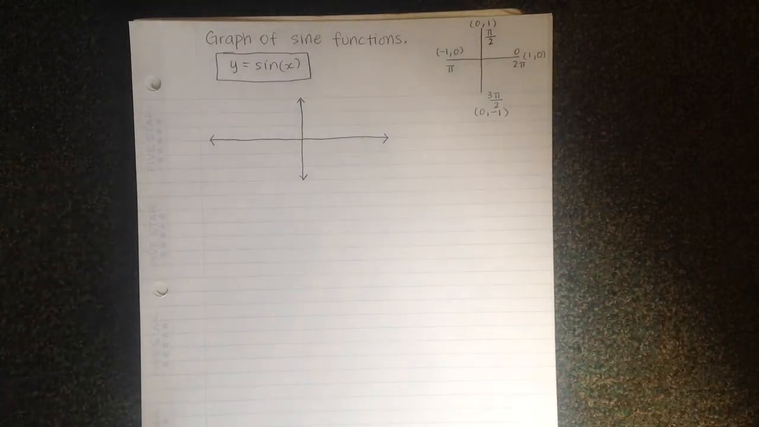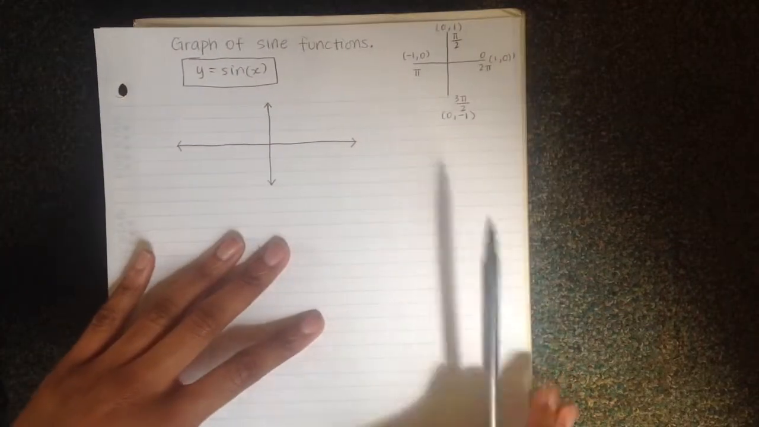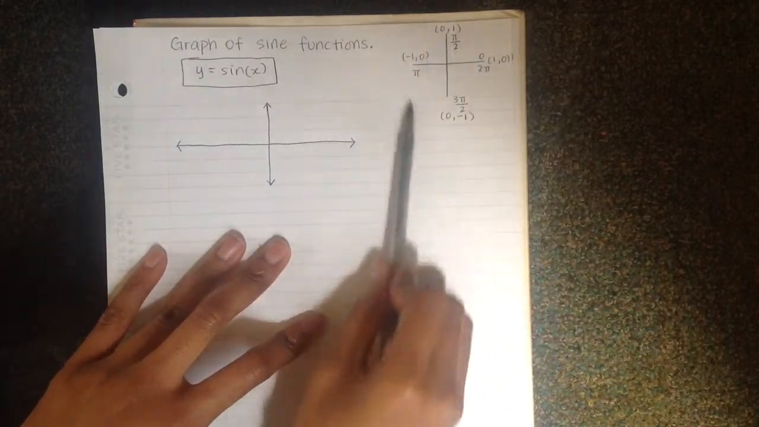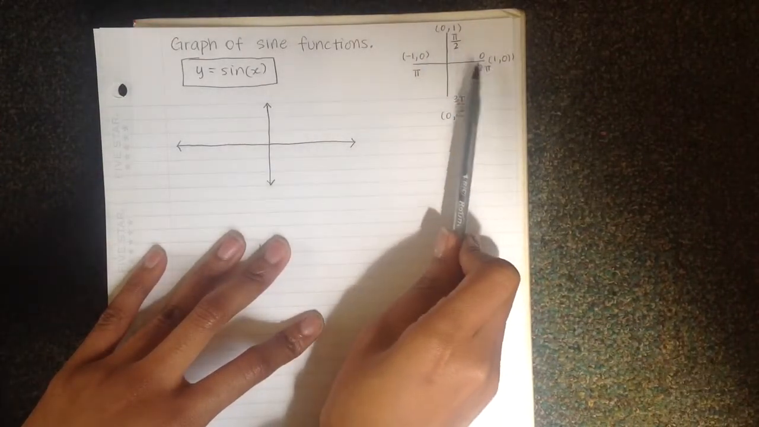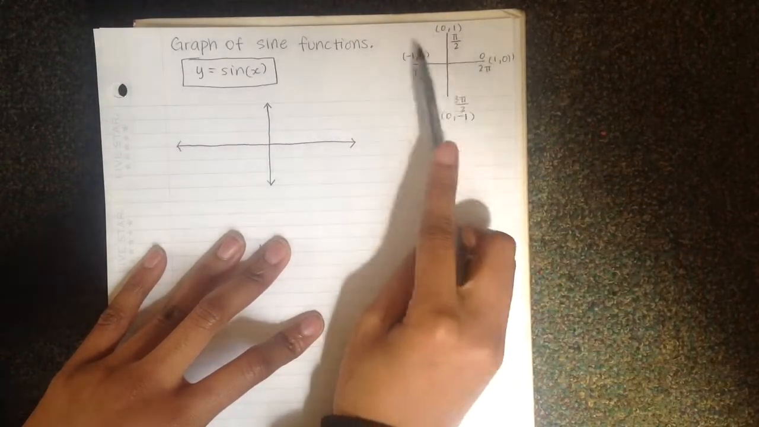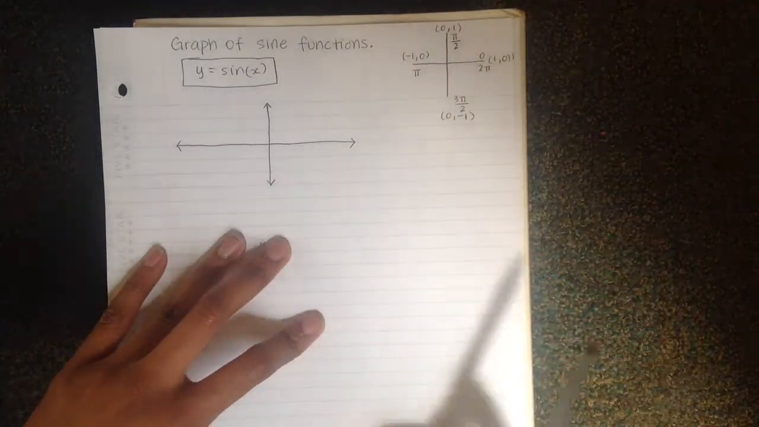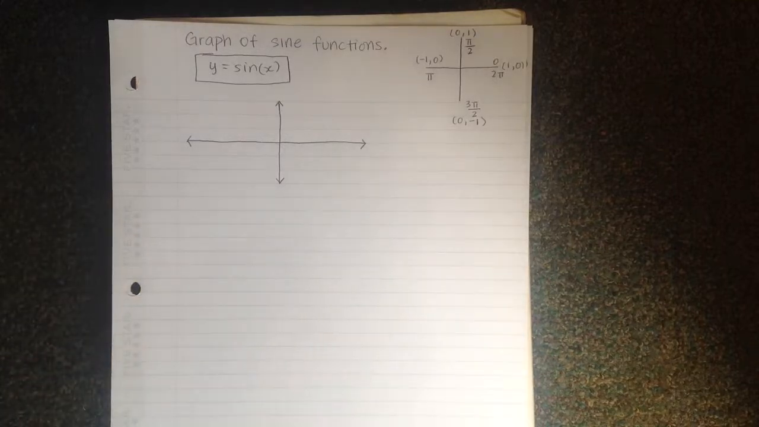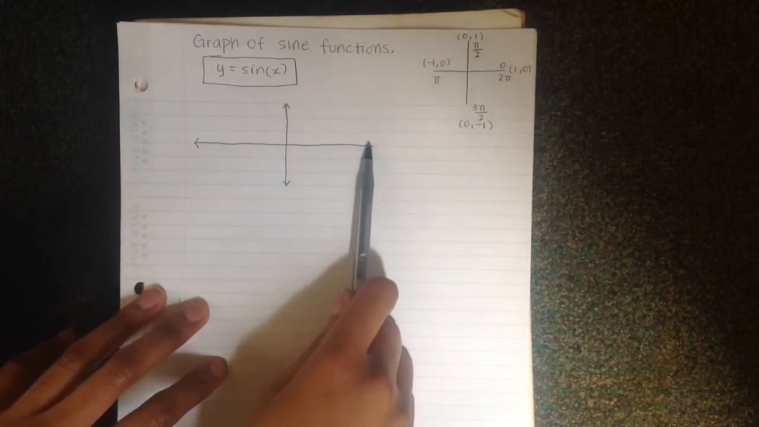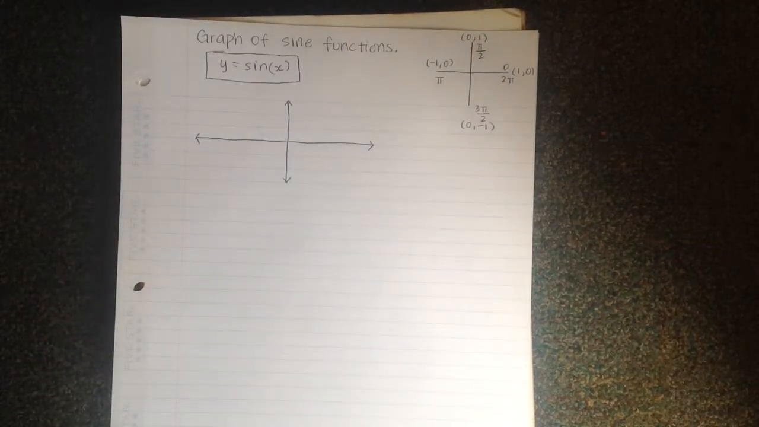But I don't have the full unit circle. We don't really need it right now. What we can do is look at what I drew here. I just drew the 0 and 2 pi, pi over 2, pi, and 3 pi over 2 coordinates, because that's all we'll really need for right now. So we're going to look at this graph here and start plotting our points and doing whatever we have to do to get the graph.